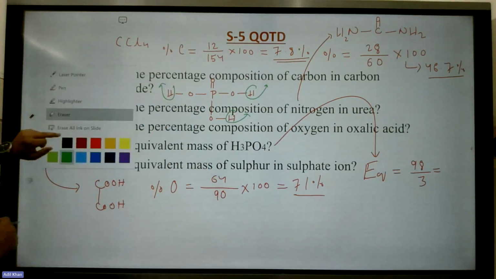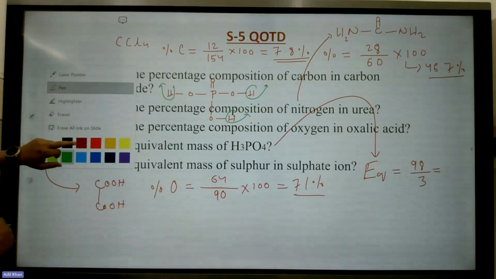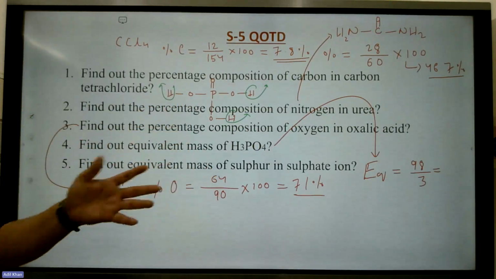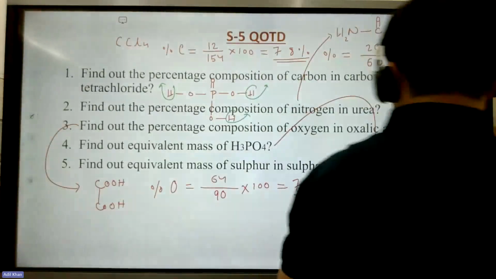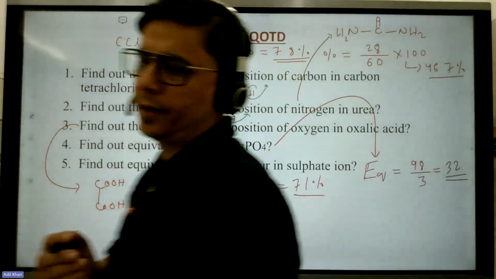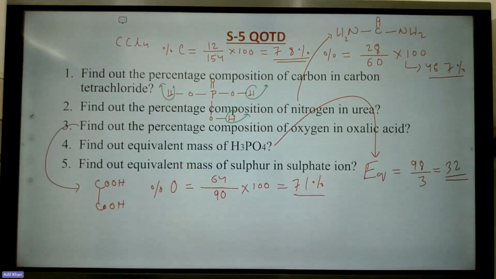So keeping that in mind, 98 by 3, how much will it give you on a rough scale? Close to how much? 48? No, 30 something? No, 30, yeah. So it will be giving you 32 point something, that is the gram equivalent. So you can calculate that part. This is with respect to your H3PO4.